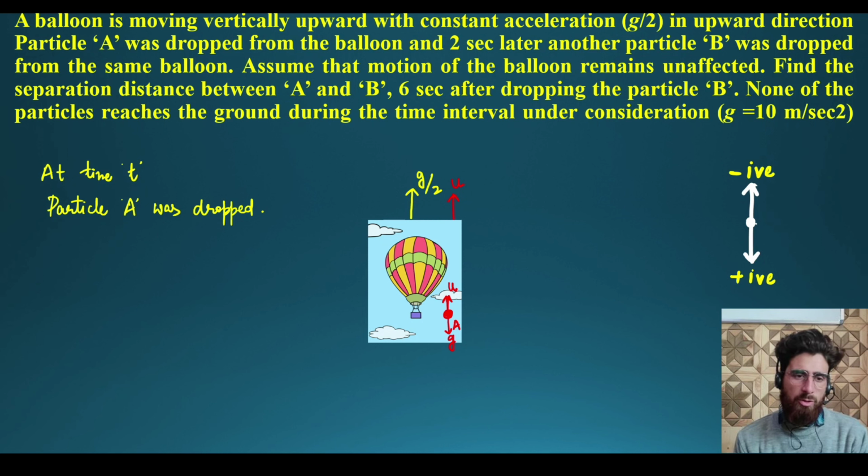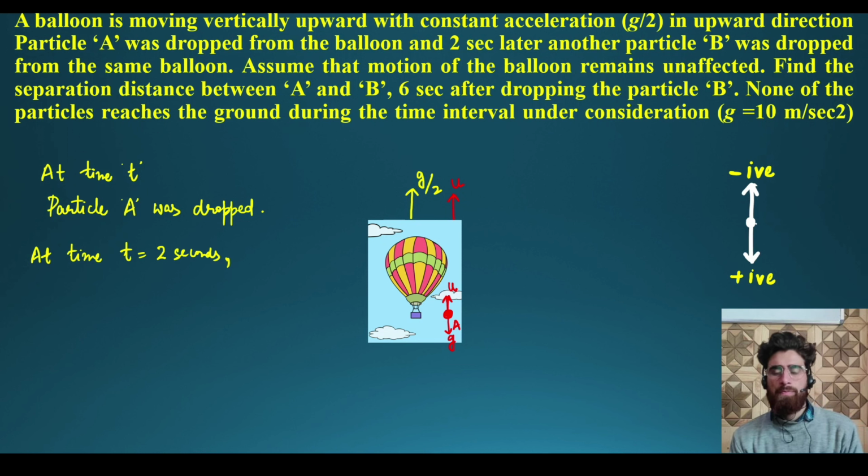But what's going to happen in 2 seconds? At time t equals 2 seconds. In those 2 seconds, the balloon will travel in the upward direction and particle A is going to fall in the downward direction. So there will be this separation between the balloon and the particle. How much have the balloon and particle A separated in 2 seconds? We will first figure out that. Then we will see that at time t equals 2 seconds, particle B was also dropped. Don't forget that.